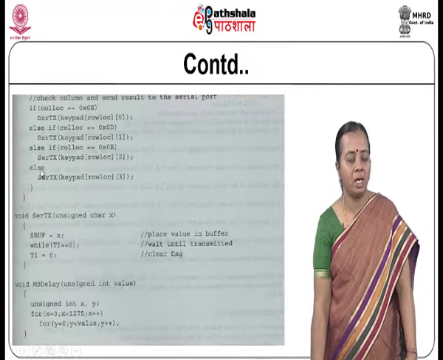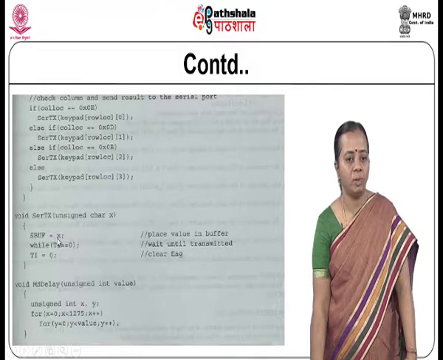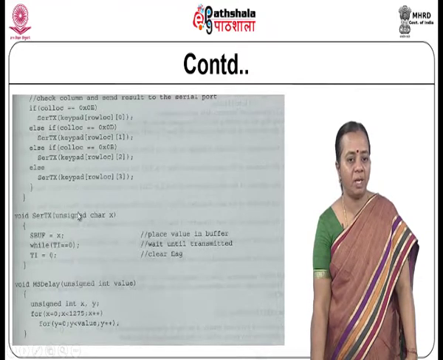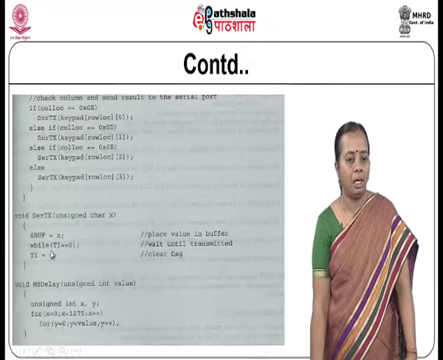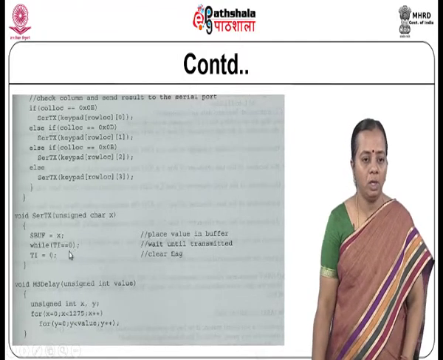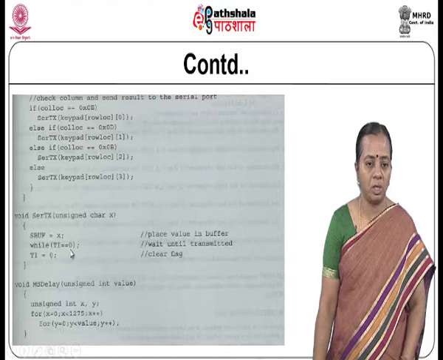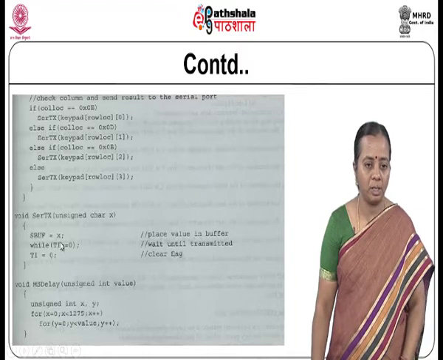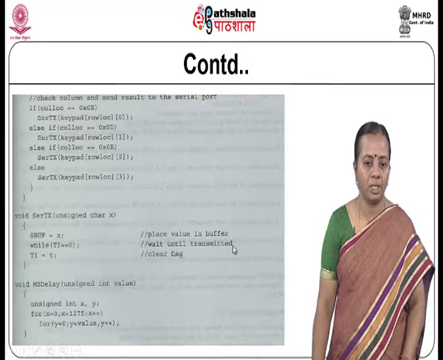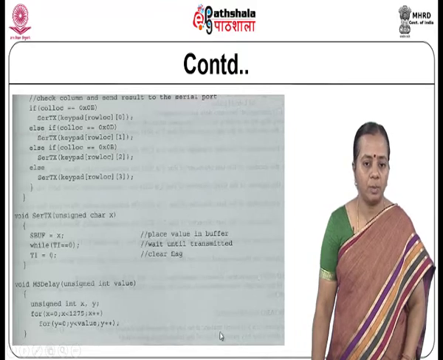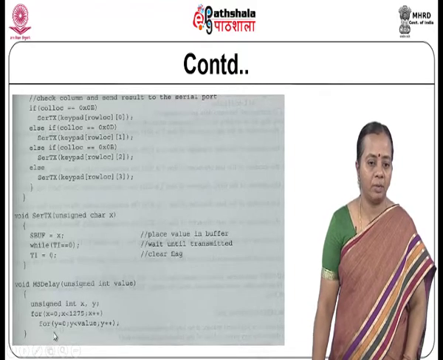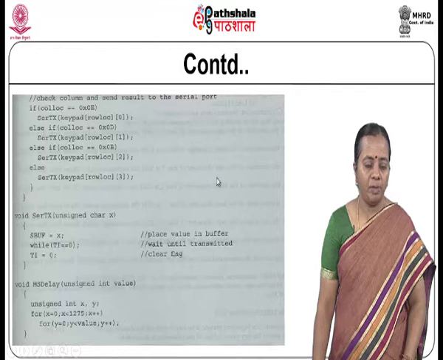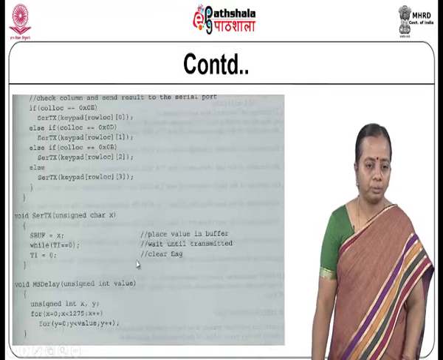By calling SCRTX, SBUF is equal to X, that is the value we have sent over there, and while TI is equal to 0, we will be waiting. Till then TI is equal to 0, we have to wait. When TI is equal to 1, the whole data has been sent to the LCD, so that it has been displayed on the LCD. That way we will be doing it. Now we have sent serially to the outside world.